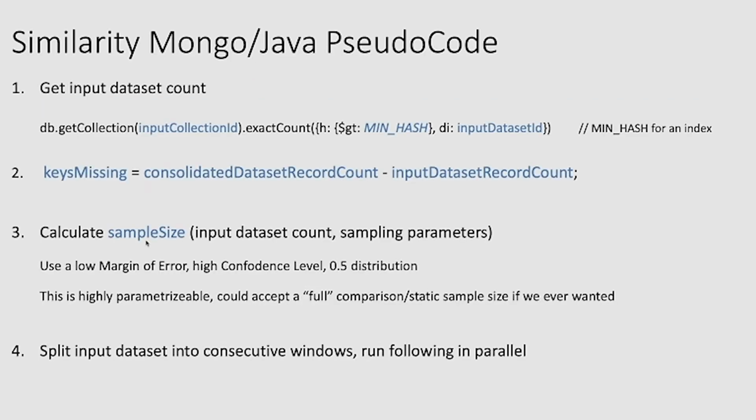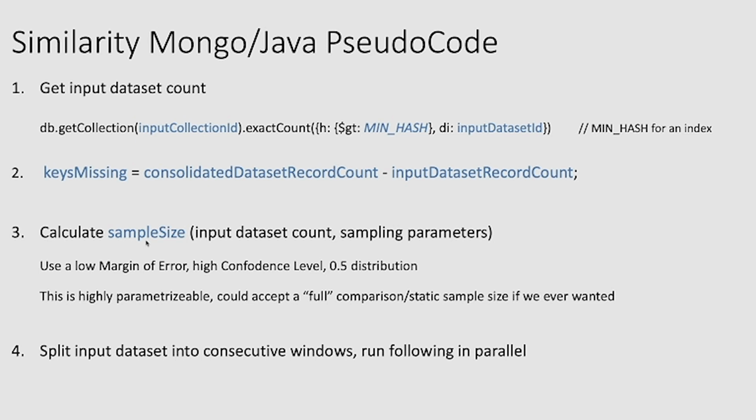Some pseudocode for this: get the count for the input data set. Pretty simple. We also do it for the consolidated data set. And then the count of keys that are in the consolidated data set that are not in this input data set is a simple comparison of those counts. It's a very meaningful thing, right? How much bigger is the consolidated data set than this input?